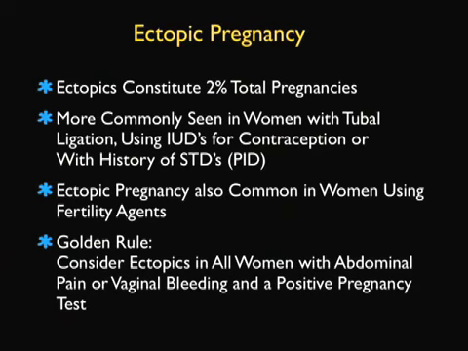Here are some important facts about ectopic pregnancy. Ectopic pregnancies constitute about 2% of all total pregnancies, but they're more commonly seen in women with tubal ligation, women using intrauterine devices for contraception, or those who have a history of sexually transmitted diseases, especially pelvic inflammatory disease with scarring of the tubes. Ectopic pregnancy is also common in women who are using fertility agents. So as a golden rule, we want to consider ectopic pregnancy in all women with abdominal pain and/or vaginal bleeding and a positive pregnancy test until ruled out by ultrasound evaluation.